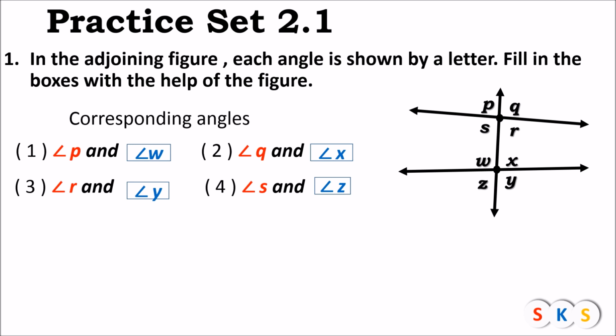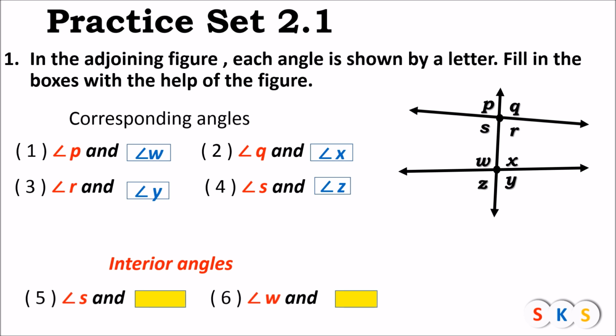Corresponding angles always lie on the same side of a transversal. Okay, now we have the next interior angles: angle S and angle W. Now we will try to understand interior angles in this figure. Make a note: interior angles. You can see the word interior means inside. So angles which lie inside the parallel lines.